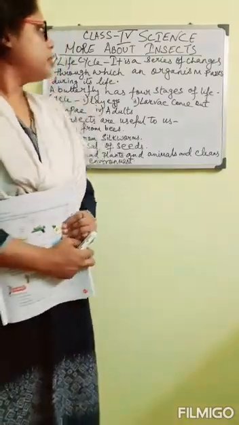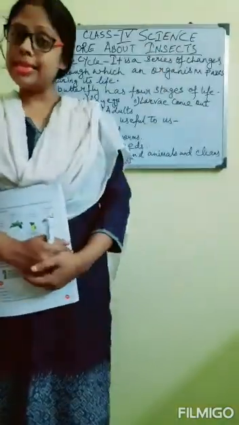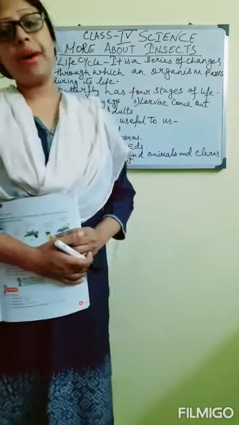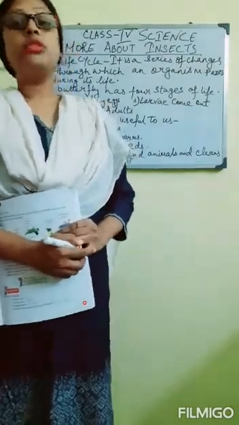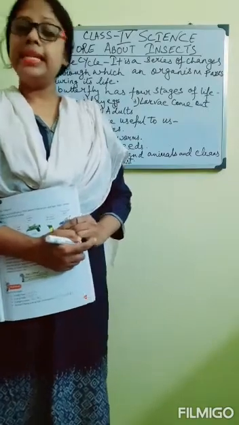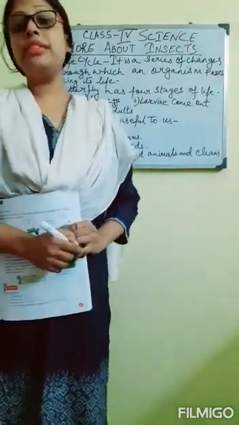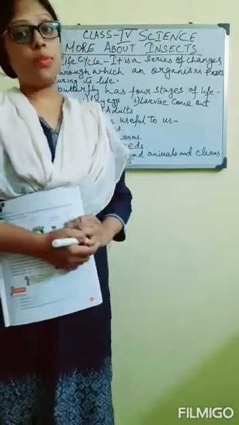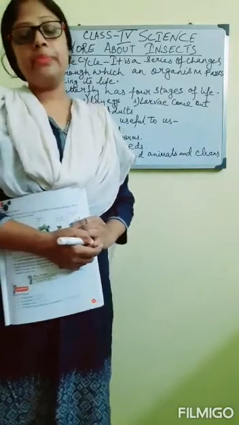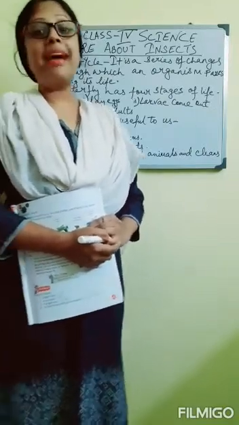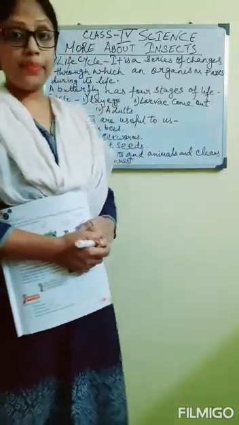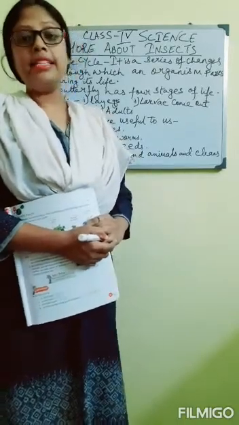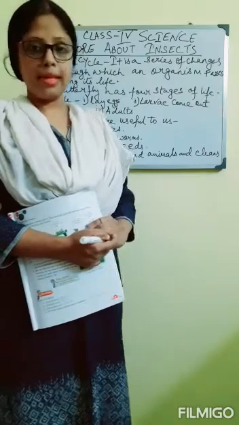Today I am going to continue the chapter more about insects. Last class we read about the different body parts of insects. We read about the social insects. These social insects are divided into different classes, and each of these classes has different responsibilities. Some of them build their homes. Some of them have the responsibility of feeding their children. So we see that these insects also divide the responsibilities among themselves.